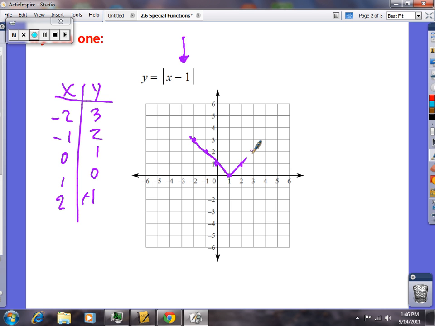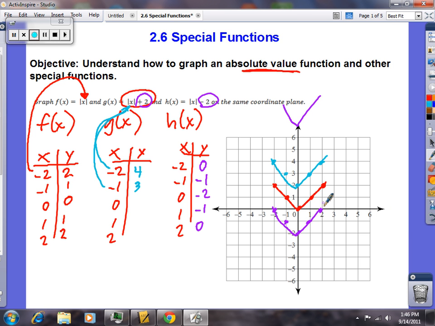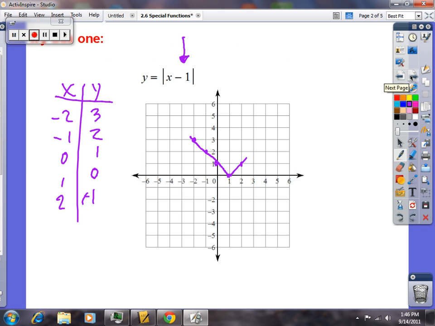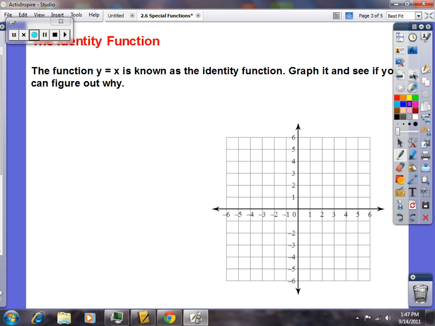So what did the -1 do? It moved it left or right. Which way did it move it? It moved it to the right one. Look at your other graphs. Look at these guys. They all centered out on the y-axis. But if you put a -1 in the middle, it's going to move it over 1 to the right. And they're always going to look like a what? A V.